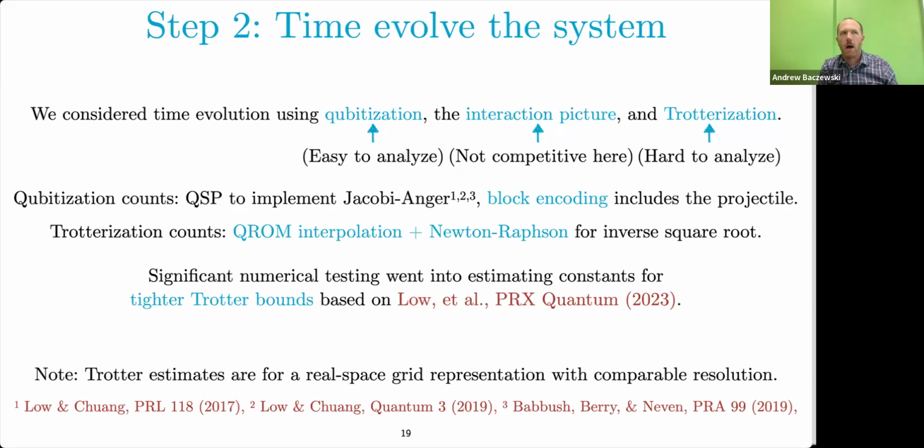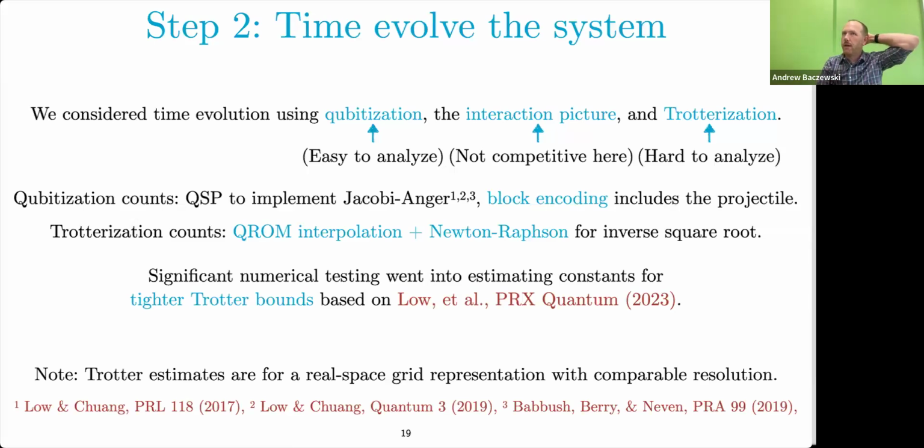Trotterization proceeds about as you would expect it to proceed, which is to say that the complicated and difficult thing in trotterization here is to essentially calculate inverse square roots. We're going to use QROM interpolation and Newton-Raphson iteration to calculate inverse square roots for the Coulomb interaction. And that's the hot part of our algorithm as far as the costs are concerned, and some of the novelty that's actually in the paper: new ways to do this computation more efficiently.